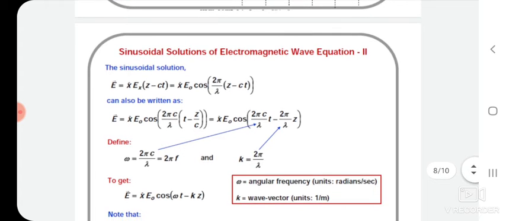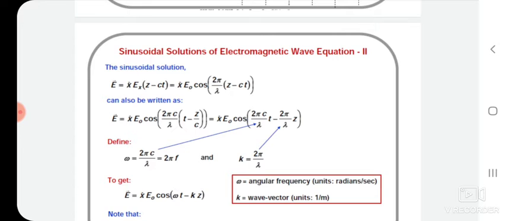Now, the sinusoidal solution for the electromagnetic wave equation can be written as vector E is equal to x-cap Ex(z minus ct), where Ex is nothing but E0 cos of 2 pi by lambda into (z minus ct). This can be written as vector E is equal to x-cap E naught cos of 2 pi c by lambda. If we take this c common, then (t minus z by c). This can also be written in terms of x-cap E naught cos.